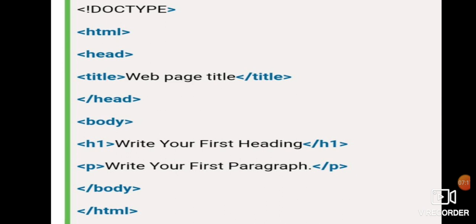Now doctype is a tag. First you start with doctype. Doctype is a tag which tells the browser that you are starting an HTML document. After doctype we start by writing html. Every HTML program starts with the html tag. A tag has to be closed.